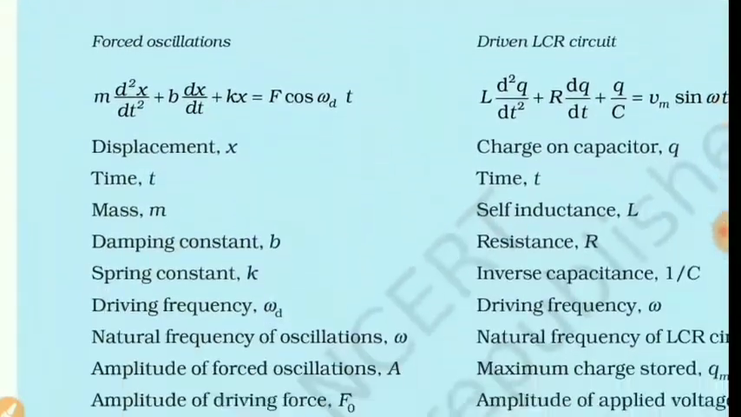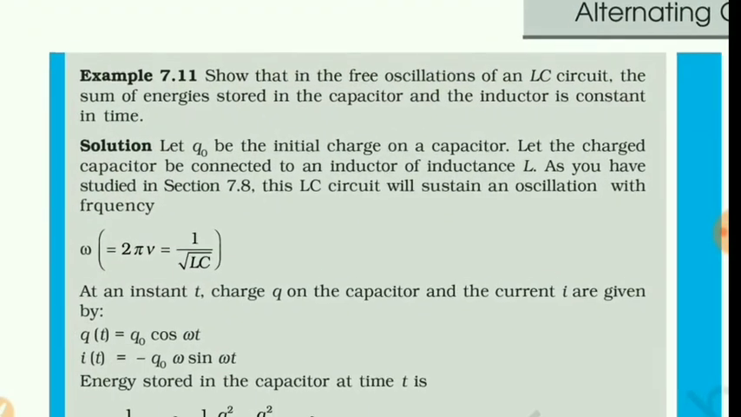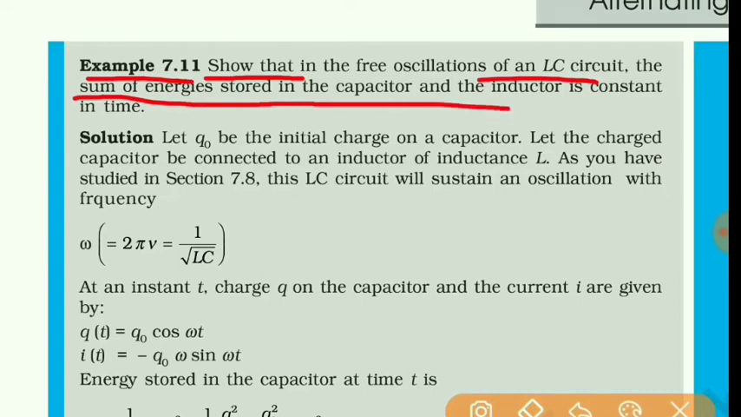Now about example 7.11. Students, here we have to show that for an LC circuit, the sum of the energy stored in the capacitor and the inductor remains constant with time. Means total energy will remain always constant during the LC oscillations. That we have to prove.